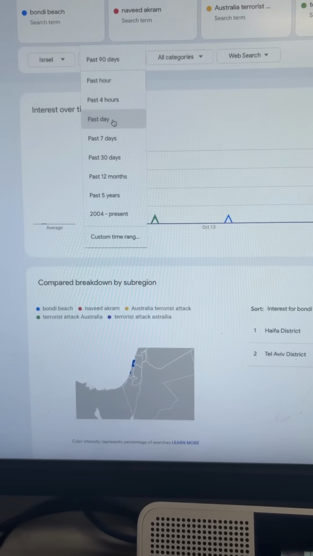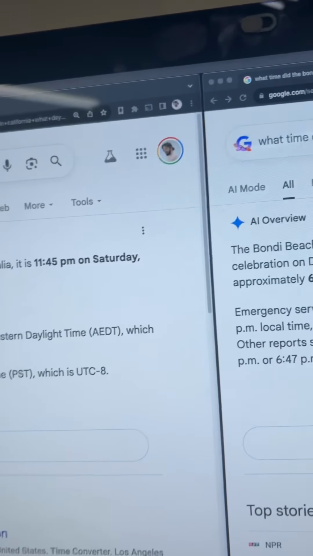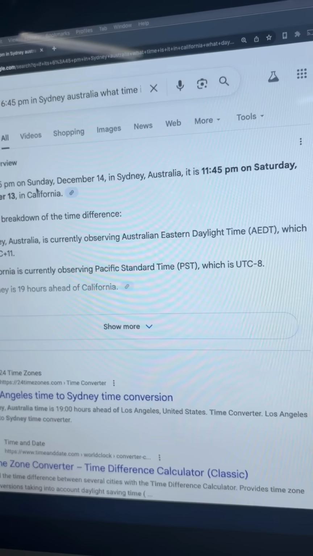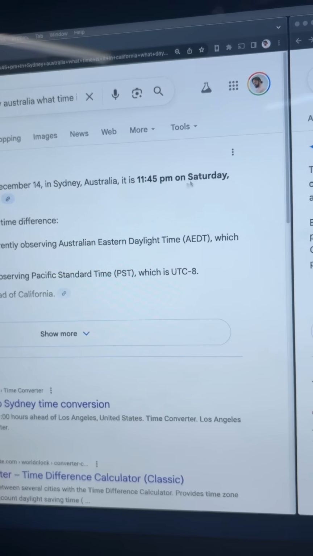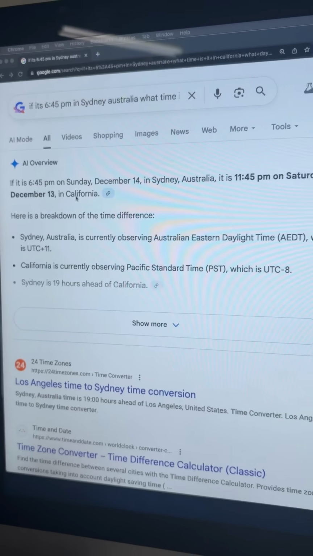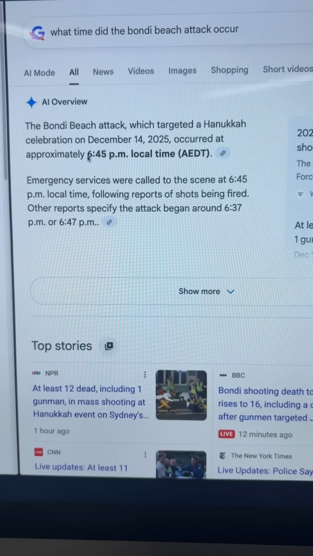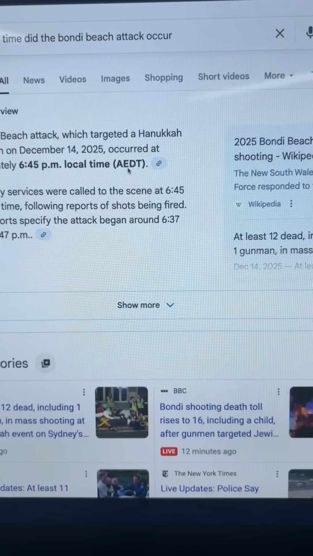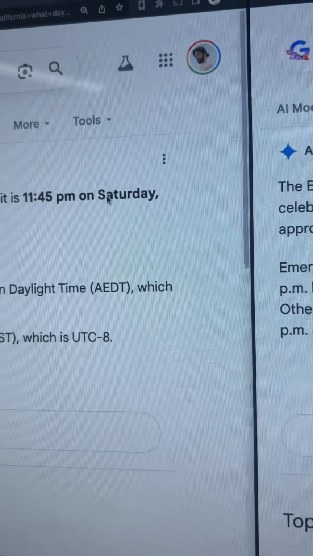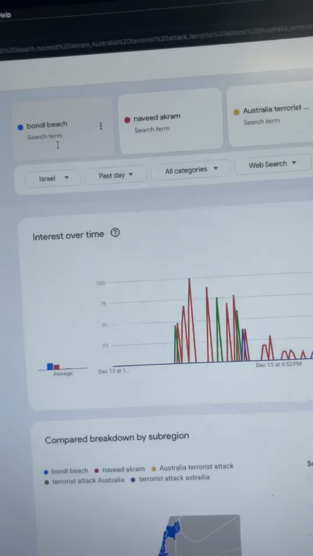Let's go into the past day, because this just happened, right? So the past day, let's do some math though. We're gonna have to do some math here. It says, if it's 6:45 on Sunday, December 14th in Sydney, Australia, it's 11:45 Saturday, December 13th in California, because we're in California. Okay, so we gotta do the California math, right? The Bondi Beach attack happened at 6:45 p.m. AEDT. That's Australia time. Remember, that would be 11:45 p.m. on Saturday, December 13th.